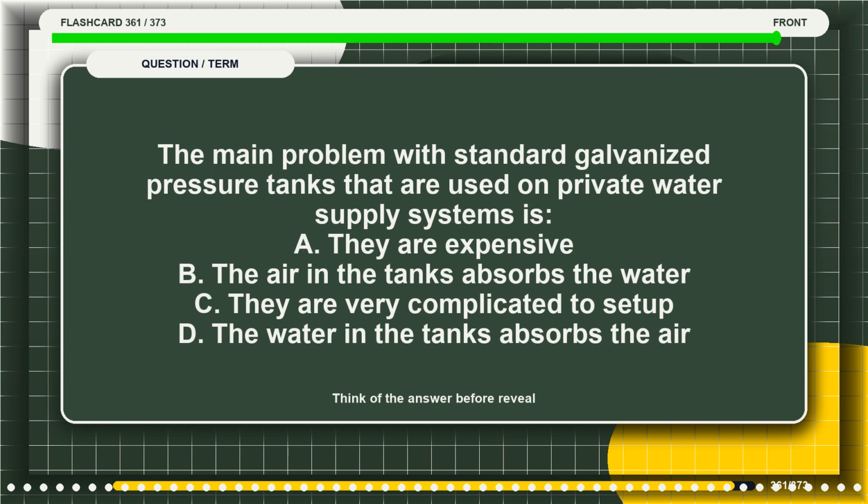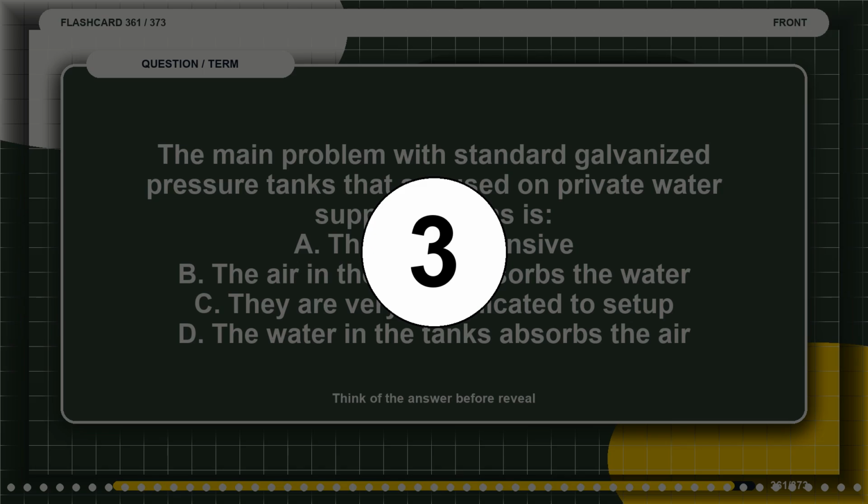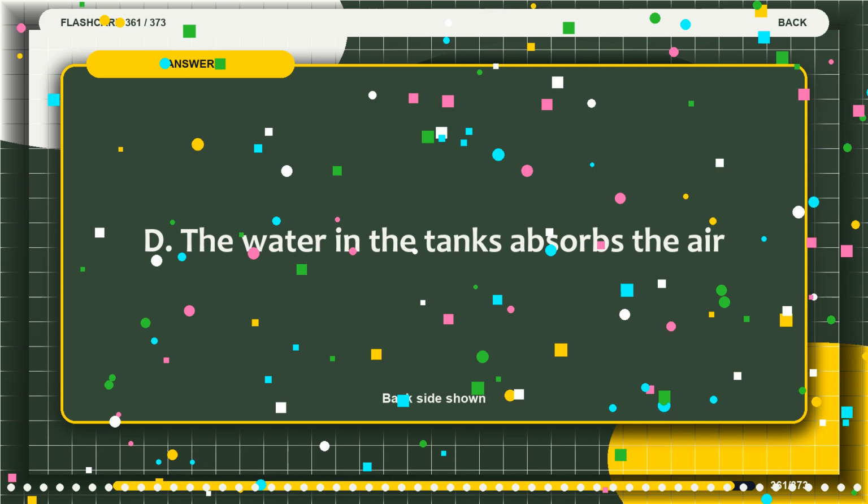Flashcard 361. The main problem with standard galvanized pressure tanks that are used on private water supply systems is: A. They are expensive. B. The air in the tanks absorbs the water. C. They are very complicated to set up. D. The water in the tanks absorbs the air. Think of the answer before the reveal. The answer is D. The water in the tanks absorbs the air.